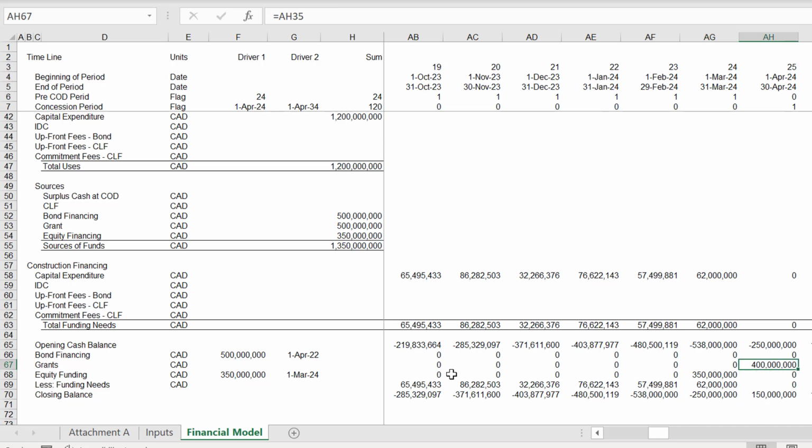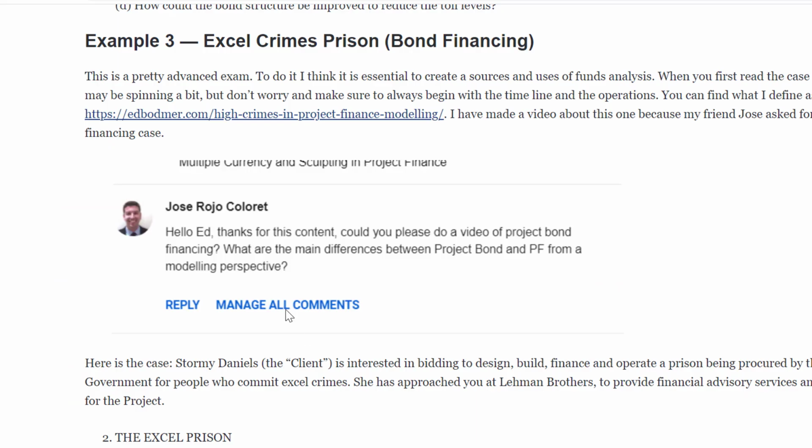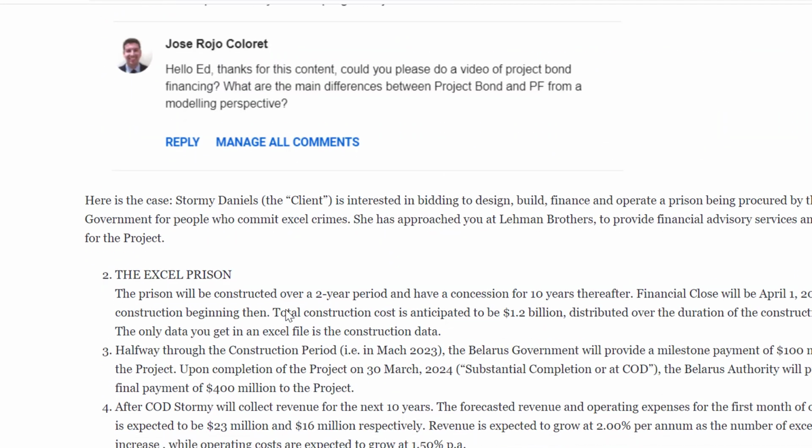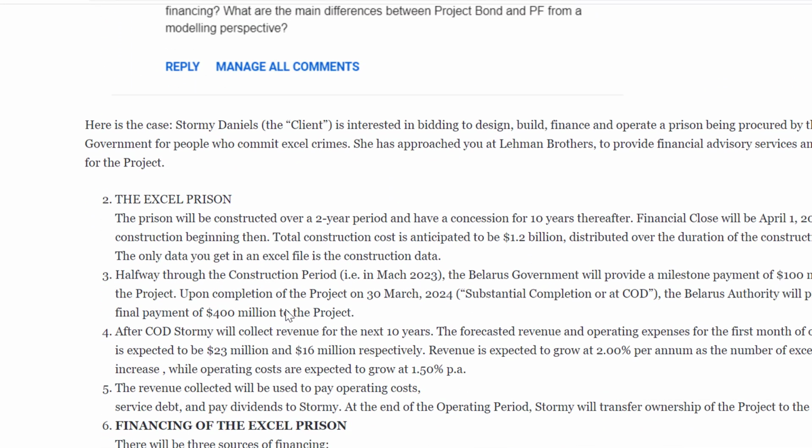And this grant, what does it say about that grant? Let's just see. Where's the grant? Upon completion of, will provide upon completion. Do you think that's at COD or the month before COD?